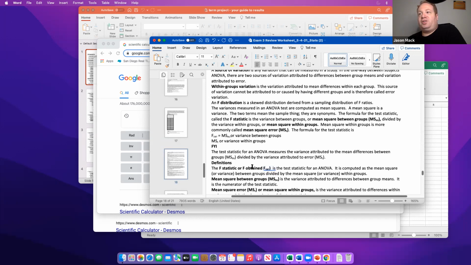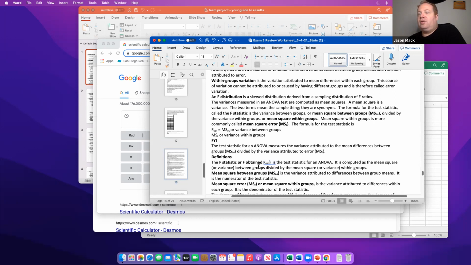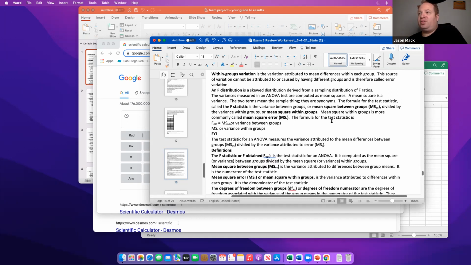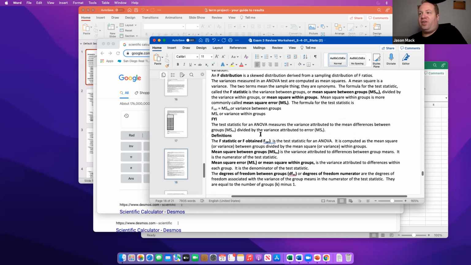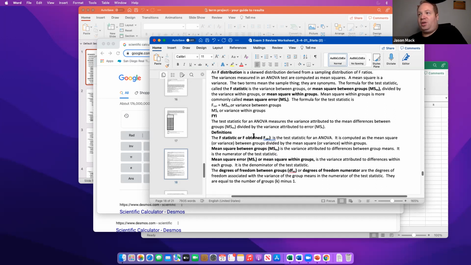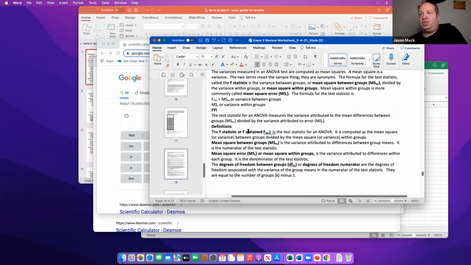The variances measured in an ANOVA test are computed as mean squares. And I think we did talk about that. We can reiterate though. A mean square is a variance. The two terms mean the same thing. They're synonyms. The formula for the test statistic is called the F statistic, and it's the variance between groups, or mean square between groups, MSBG, divided by the variance within groups, or mean square within groups. Mean square within groups is more commonly called the mean square error.